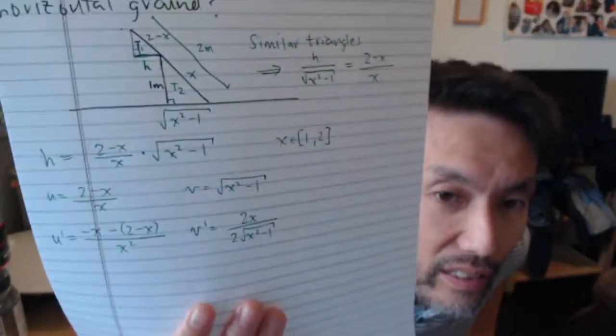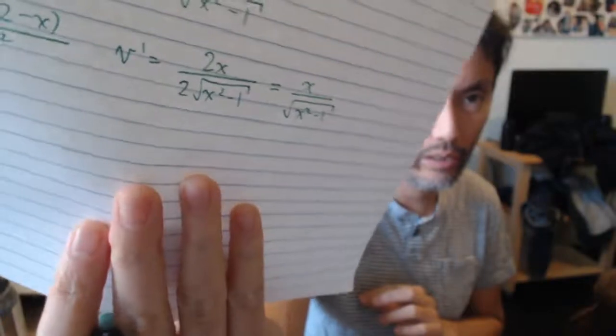Very good. So those 2's die, and I like killing 2's. I like simplifying things at the outset. So this is the same as x over square root of x squared minus 1. Great. And over here, for u prime, I'm going to simplify that as well. It is in my interest to do so.